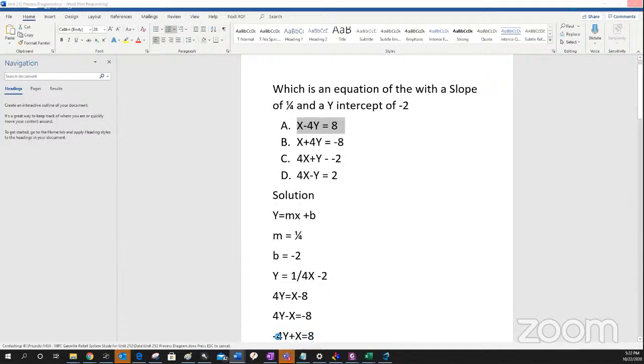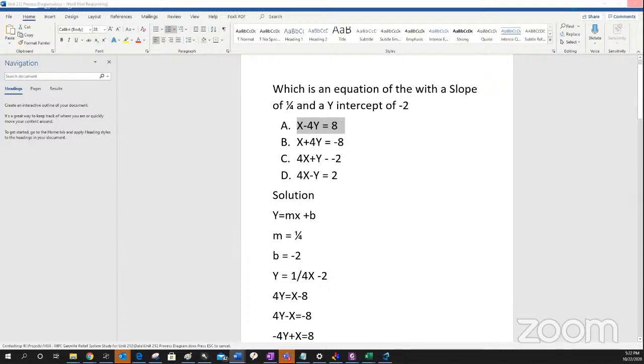So if you look at it, this one looks like the first one. You have -4y, which is -4y. You have plus x, which is plus x, equals 8, equals 8. So that's why you get A. Any question there?